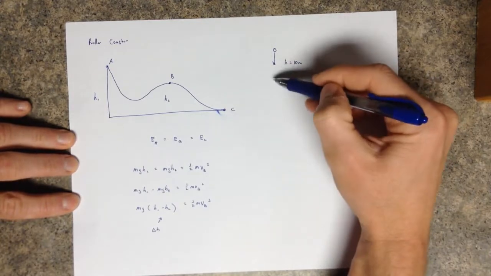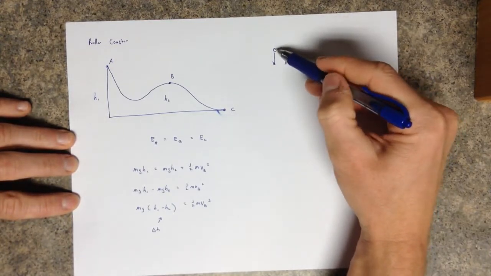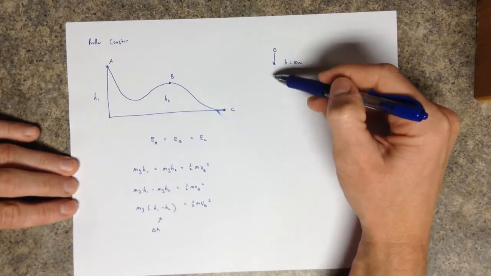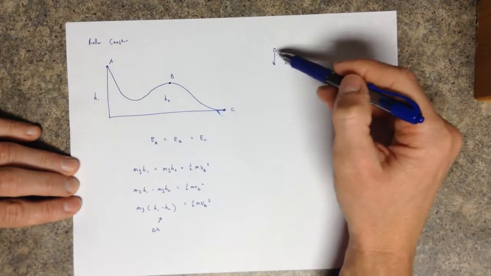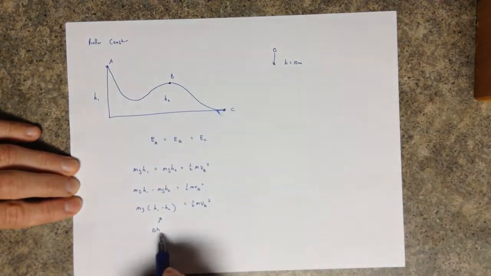It can go from 10 meters to 0 meters, or it could go from 500 meters, we're on some mountain, and we drop it to 490 meters. The actual height of the ball is completely irrelevant. It's all about the loss of height. It's all about delta H.